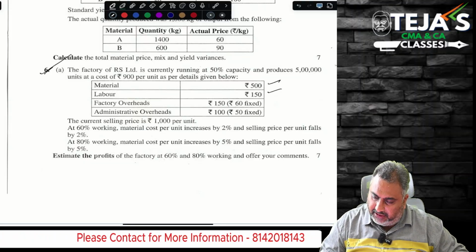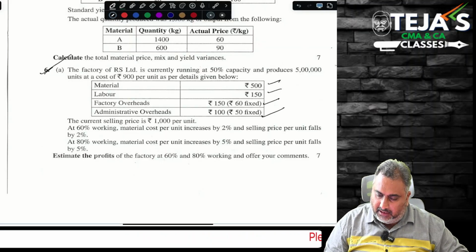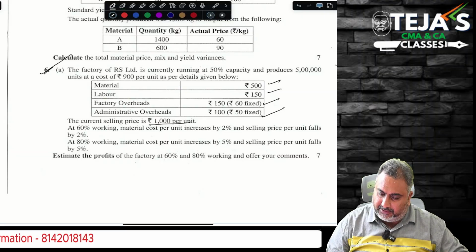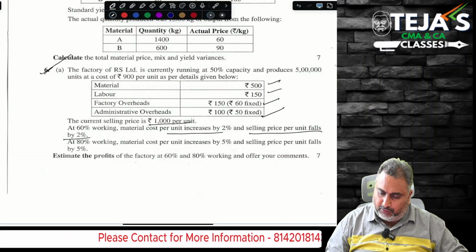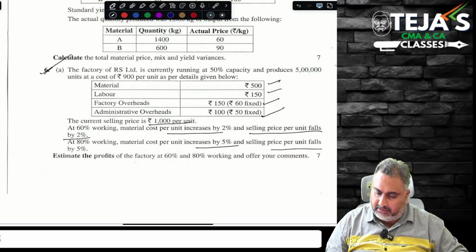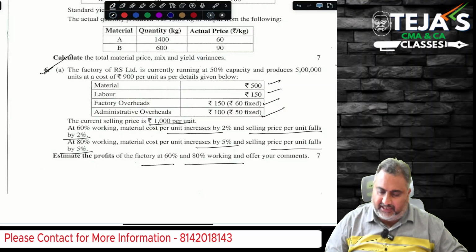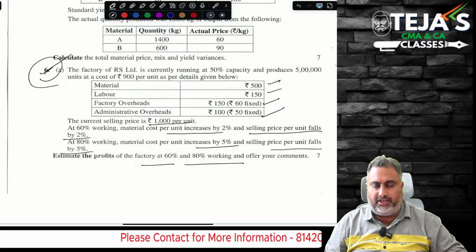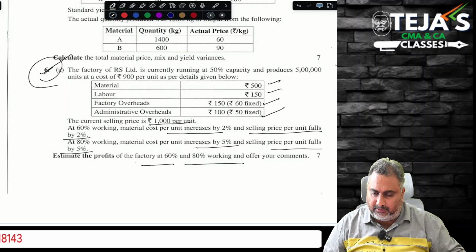So material, labor 50%, 150, 60 fixed, 50 variable. Current selling price is 1000, 60% working, material cost increased by 2%, selling price fall by 2%, 80% working, material cost increased by 5%, selling price fall by 5%. Estimate the profit at 60%, 80%. Such an easy question. Actually this is a Group 1 model question, even though this is answerable.